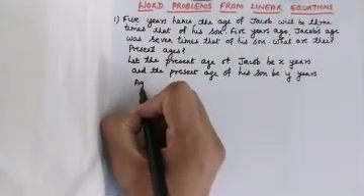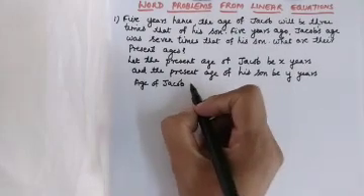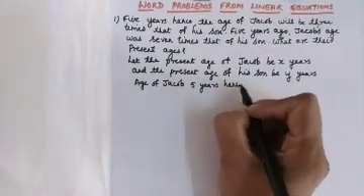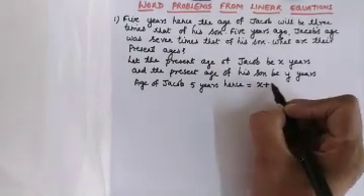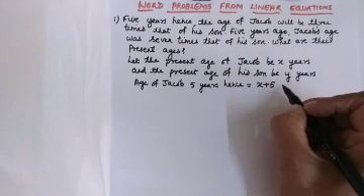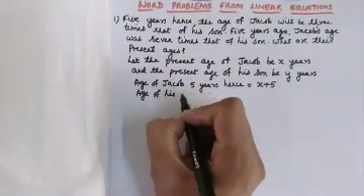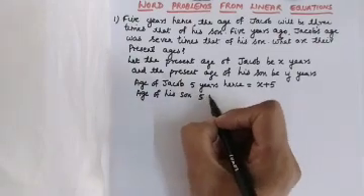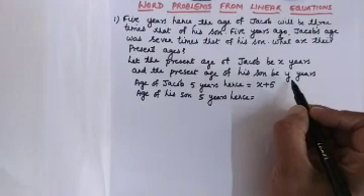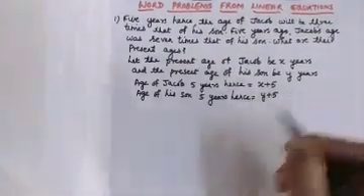So age of Jacob 5 years hence is equal to x plus 5. That is after 5 years he will be x plus 5 years. And age of his son 5 years hence is equal to son's age now is y. So after 5 years it will be y plus 5.